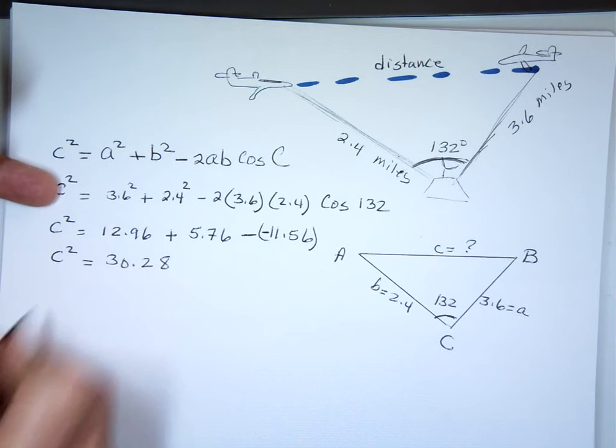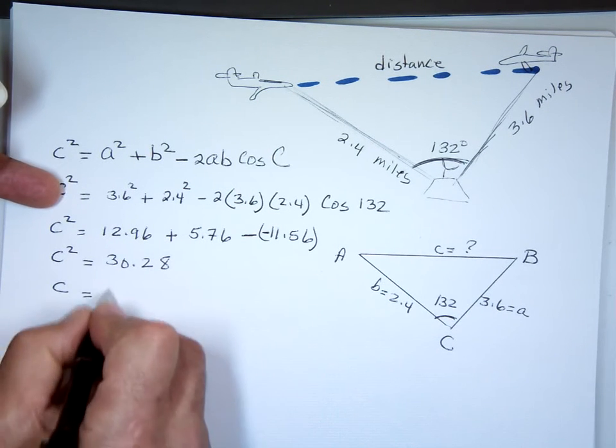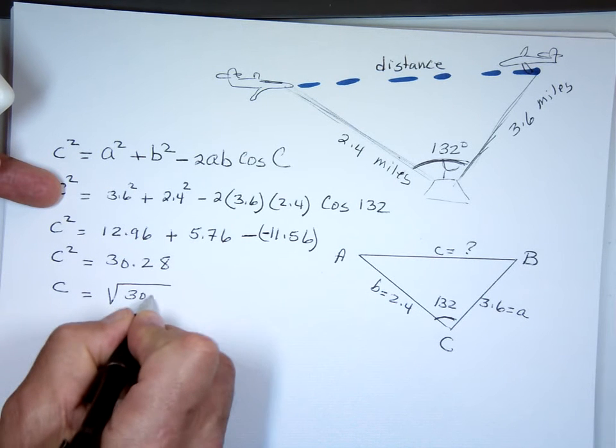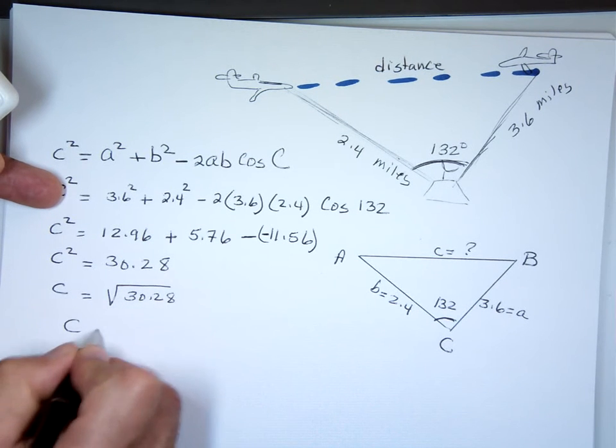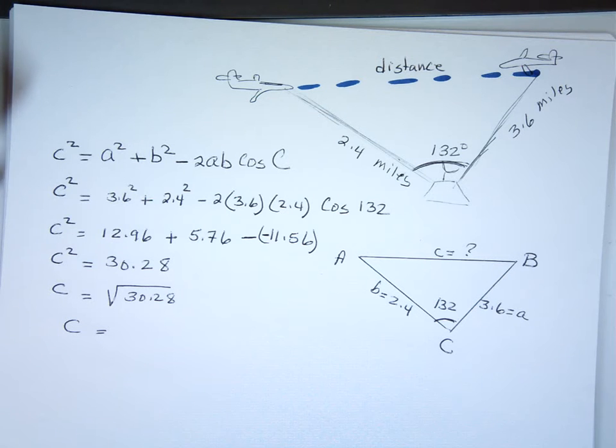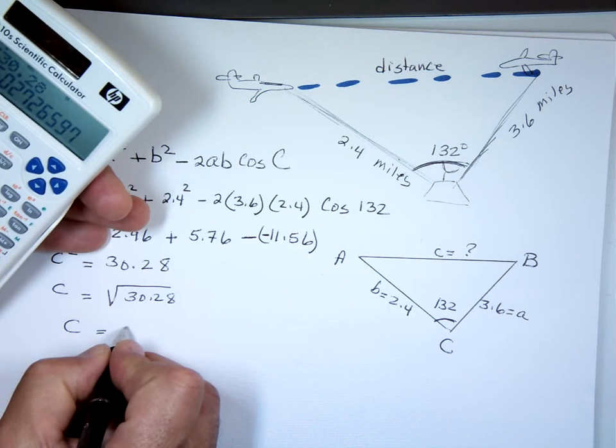And to get C, we take the square root of that number. I pushed the wrong button. I got syntax error. 30.28, the square root of that. And it's 5.5 miles away from each other.